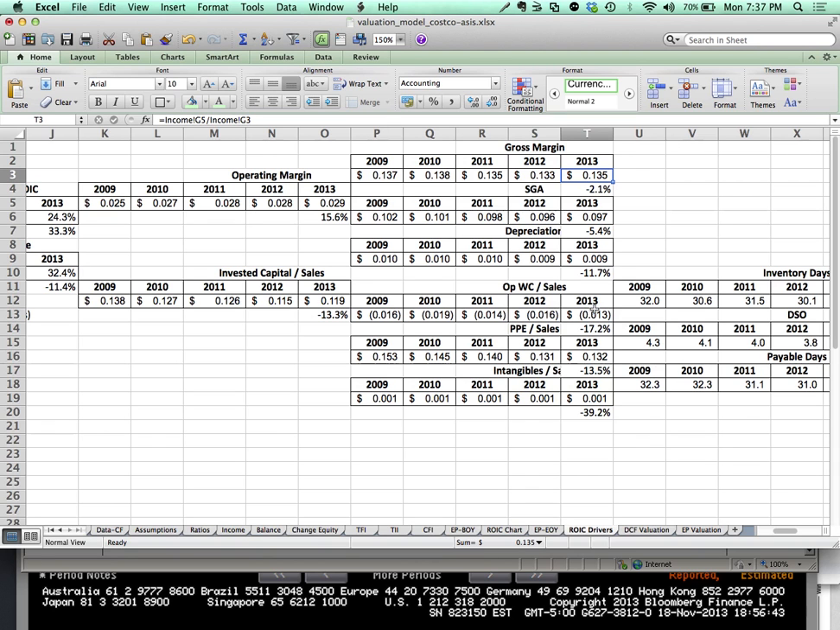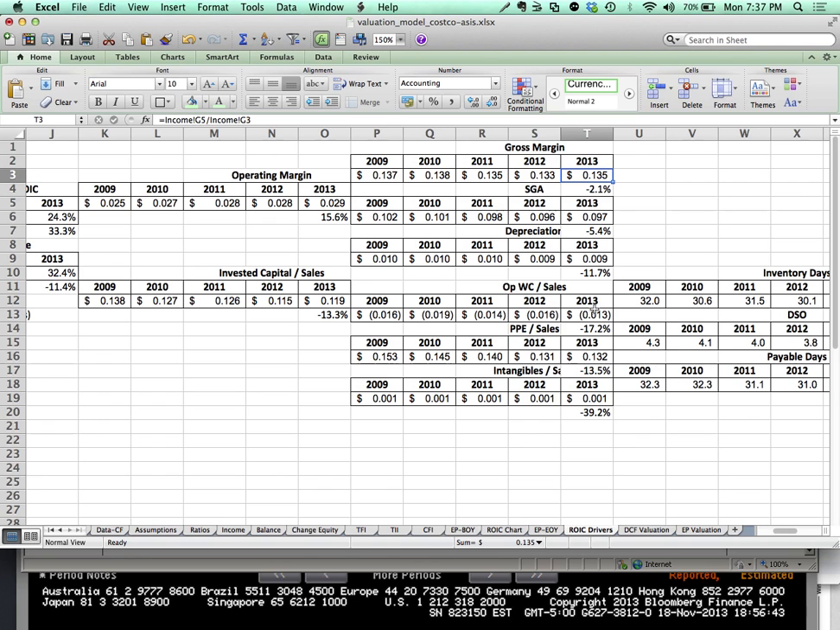It's actually a little bit worse because they had negative 1.6 cents of working capital. Now they only have negative 1.3. So they're actually using slightly more working capital. Even though it's negative, it's a little less negative. So that's actually a little bit worse.